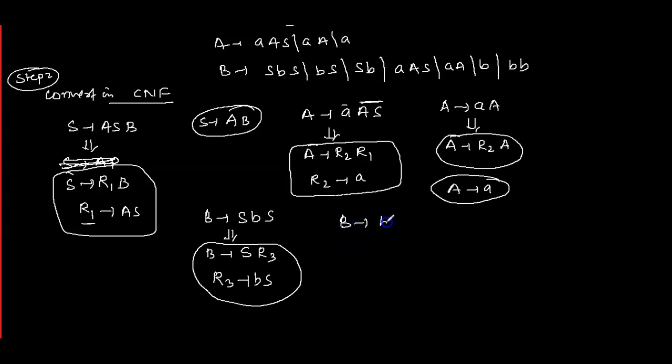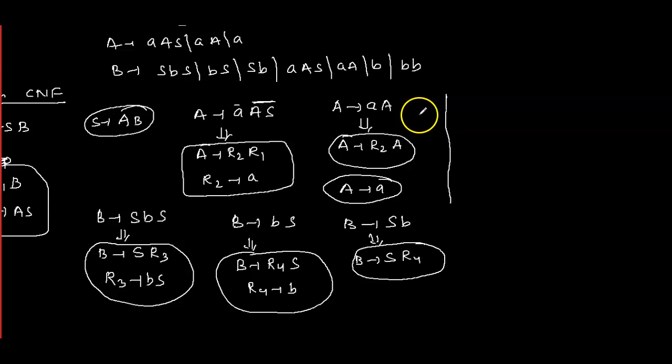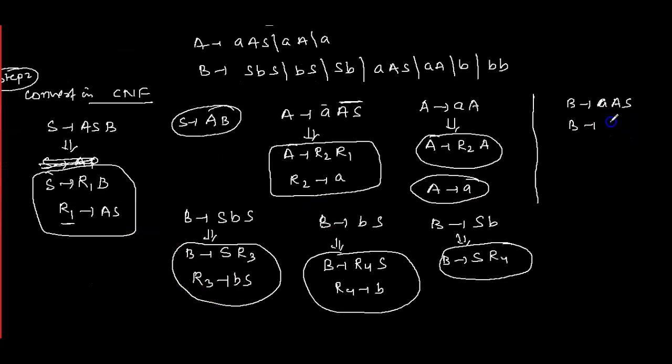B derives BS. Tell me here. This one I will write with another name, R4 and S, where R4 is small b. Right? Next is B derives SB. So B derives S as it is, and B we have considered R4. This is in the CNF. Next, B derives A and S. B derives AS, already we have considered as R1. Small a is R2. So R2 and R1. This is in the form of CNF. No need to write what R2 and R1 are because already written.